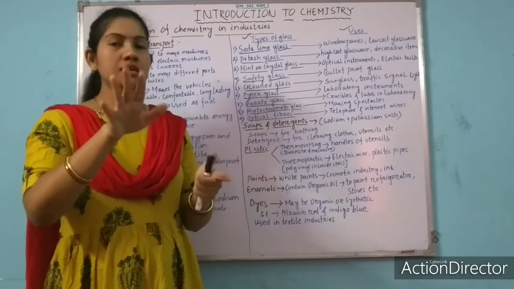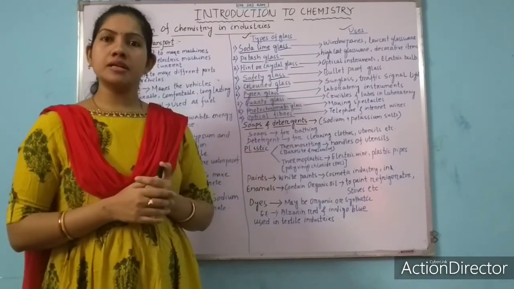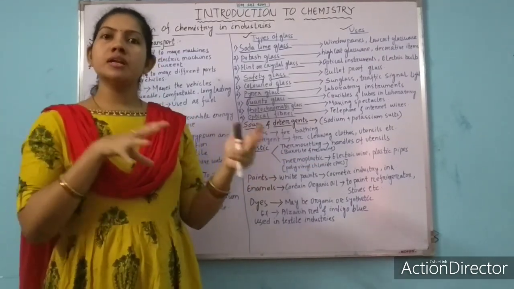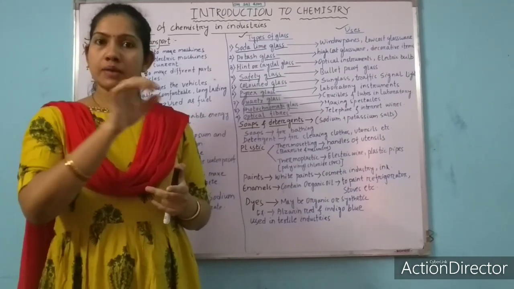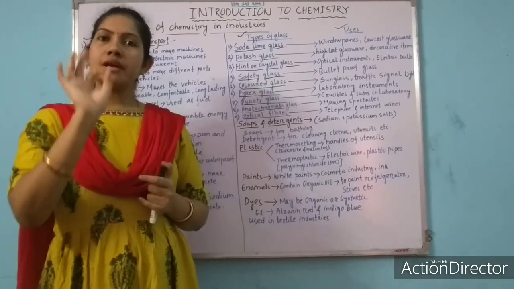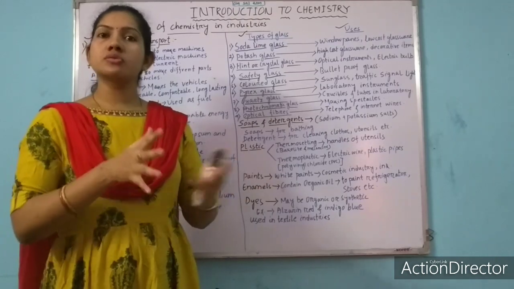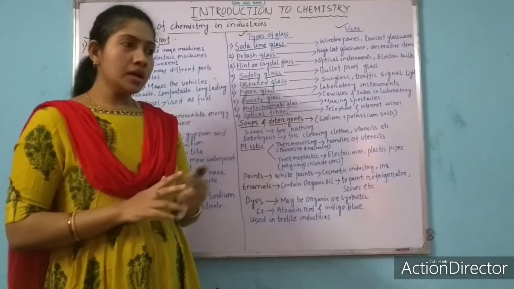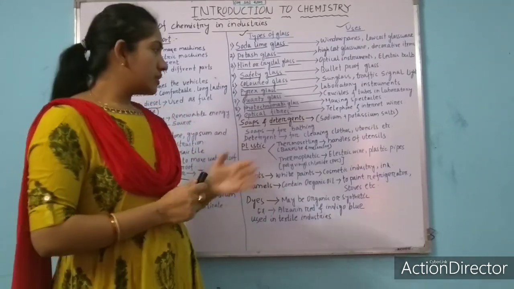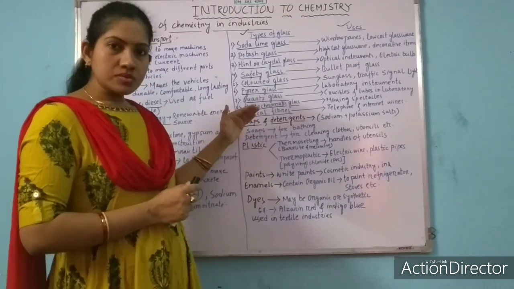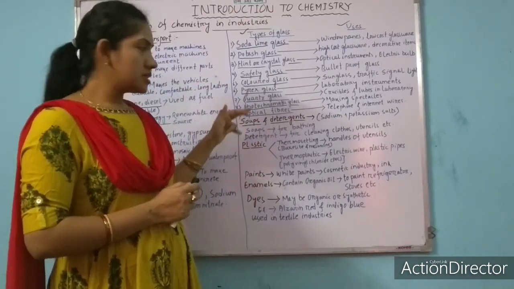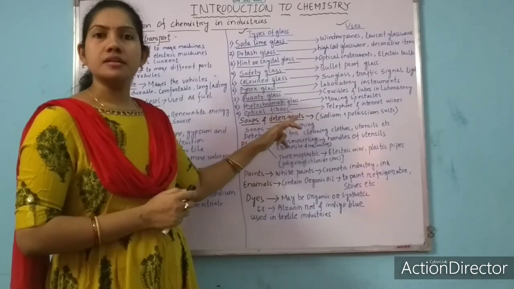Also, I will give you one practical activity: see different glasswares in your home, and record and tell me what kind of glass may have been used. So the next part we will go for is the use of chemistry in industries: soaps and detergents.